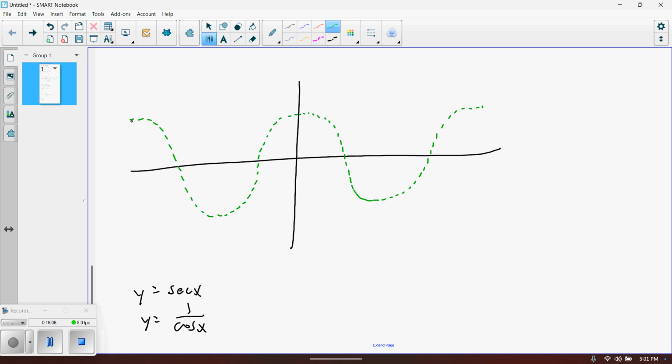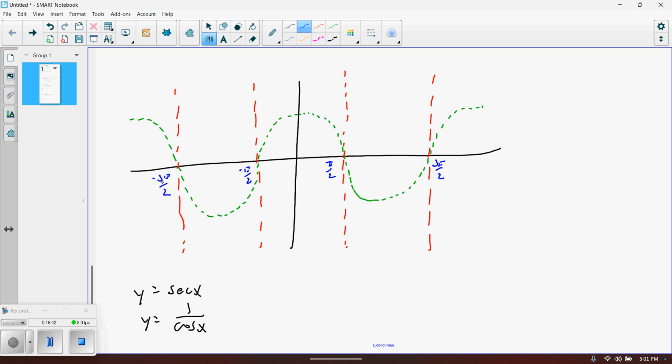And once again, everywhere that cosine in this case is going to be 0, you're going to have a vertical asymptote since we can't divide by 0. So secant will have a vertical asymptote there, there, there, and there, and that's going to be at pi halves, 3 pi halves, negative pi halves, so all the odd pi halves, negative 3 pi halves, that's where you'll have your vertical asymptote.